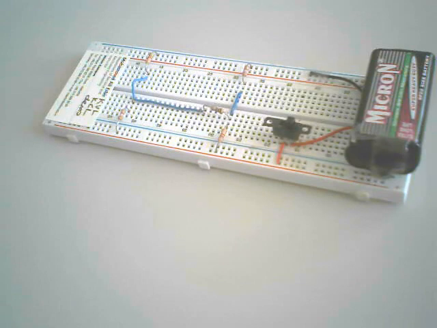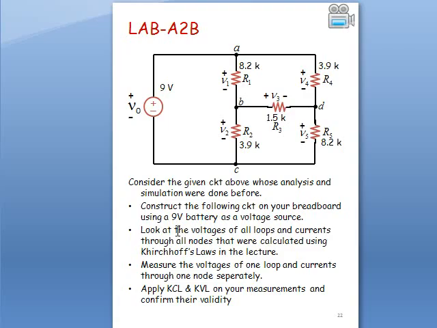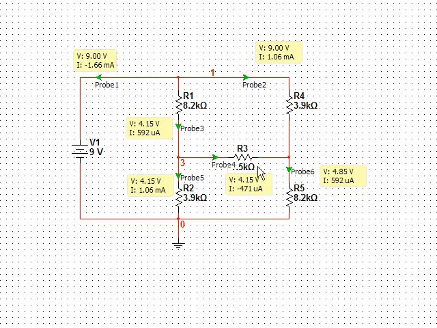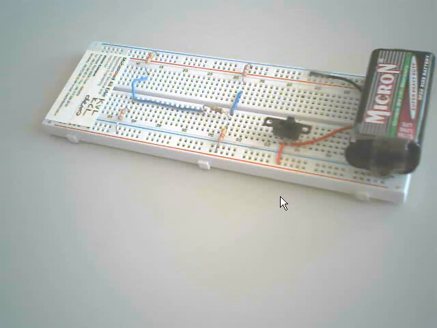Let's turn to the manual. It says look at the voltages of loops and currents through nodes. We can look at using Multisim simulation of the circuits, and you can measure all voltages and currents using your multimeter.